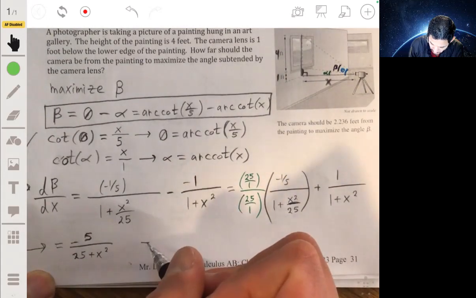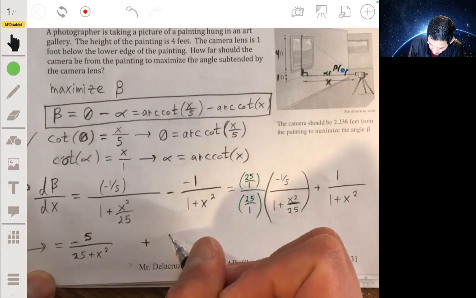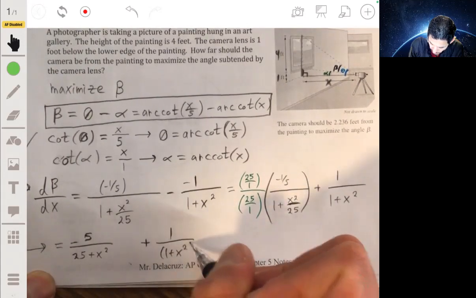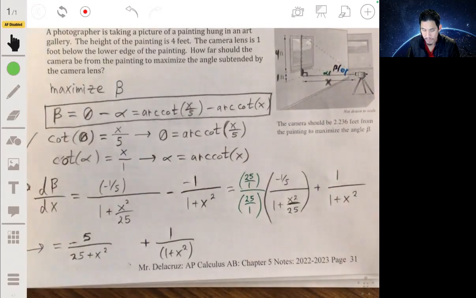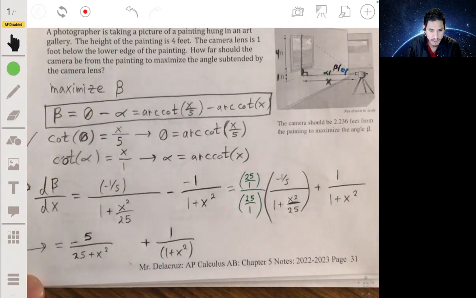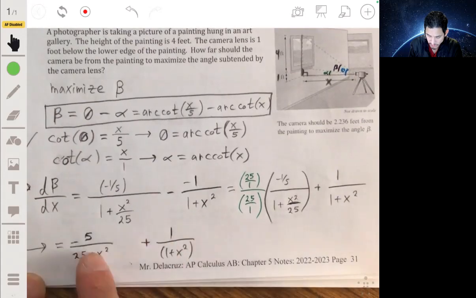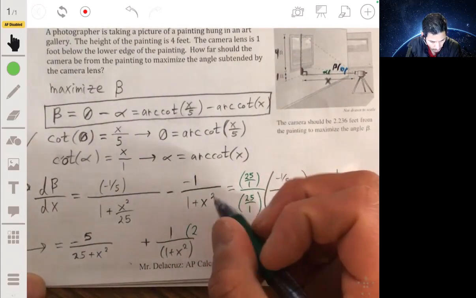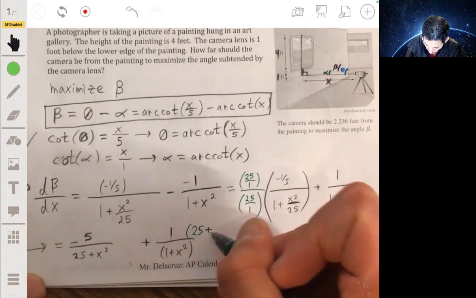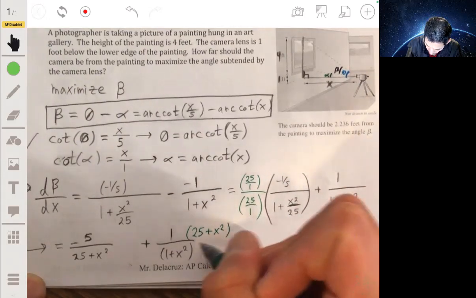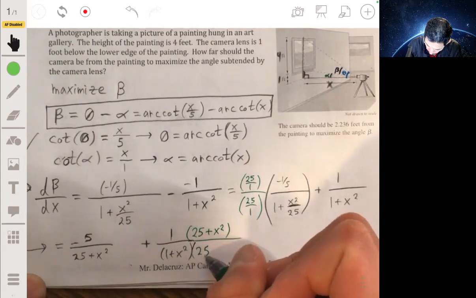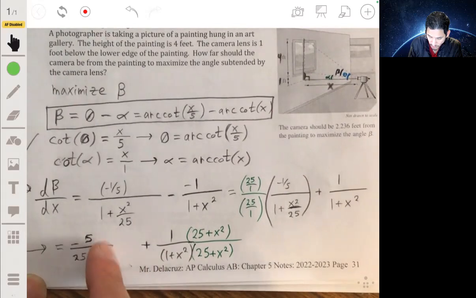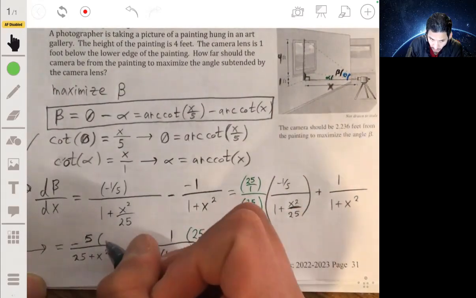And then plus, I'm going to leave a space here, you'll see in a second, plus 1 over 1 plus x squared. And then to combine these two, you're going to want to multiply this by 25 plus x squared over 25 plus x squared. And this one, you're going to multiply by 1 plus x squared over 1 plus x squared.